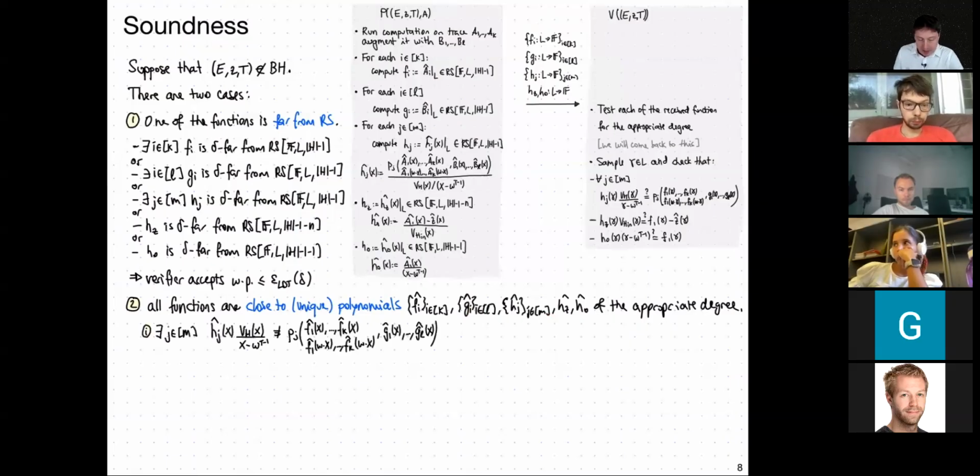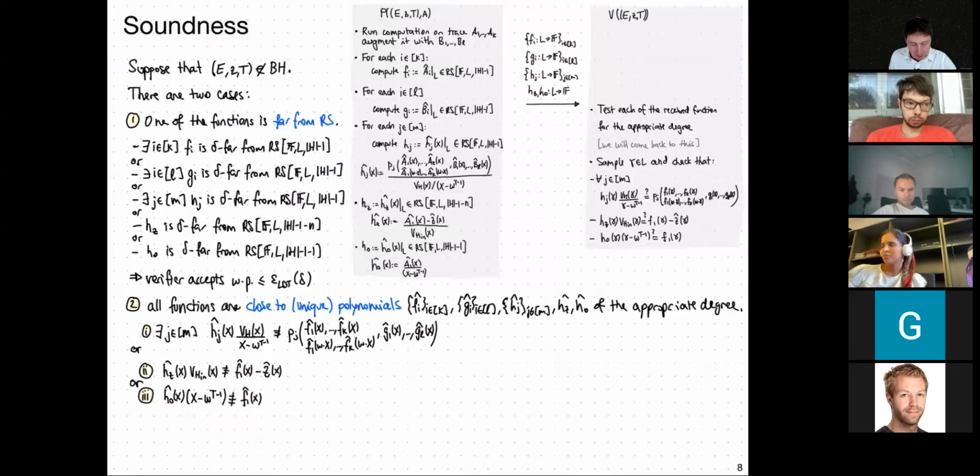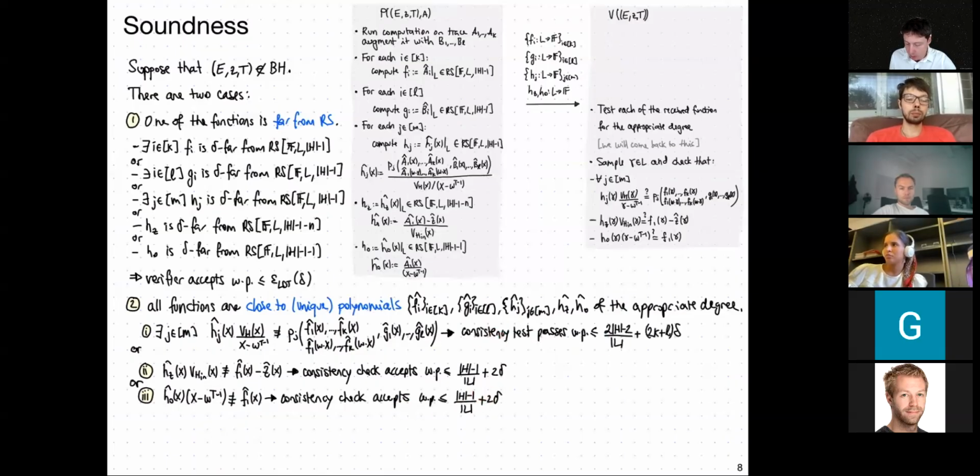So then we must have one of several cases. Either one of these equations is not satisfied: either the p_j-th equation here for some j, or the equation that corresponds to the target and subdomain, or the equation that corresponds to the value on the last step. Whichever of these, in any case, we have some consistency check. For example, here we'll accept with probability at most this much. With this one, it would be at most this much. With this one, it would be at most this much.